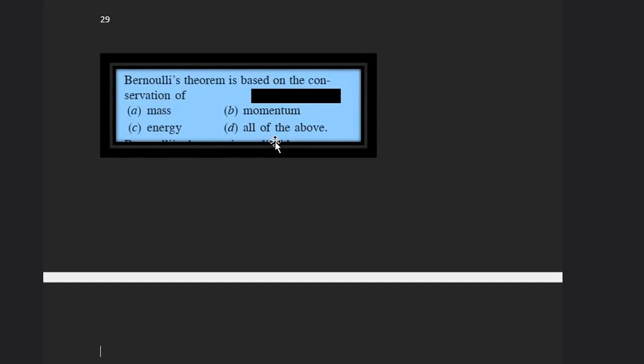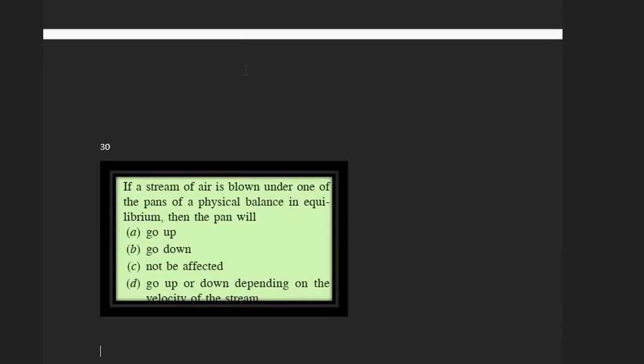Question number 29. Bernoulli's theorem is based on the conservation of mass, momentum, energy, all of the above. Right, think of it. It's conservation of energy. I hope you know that. Right, that's the answer.